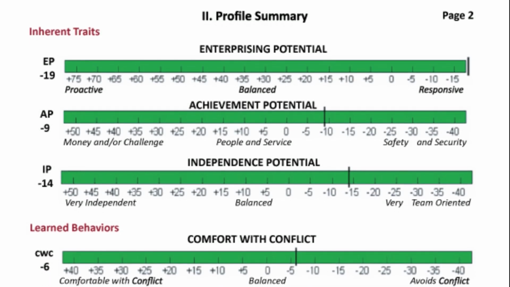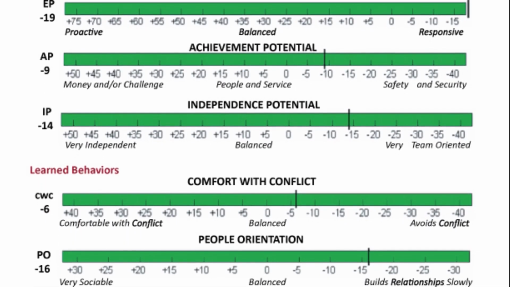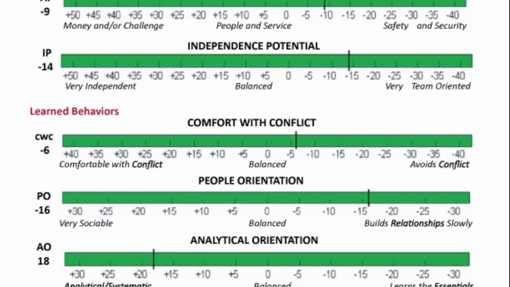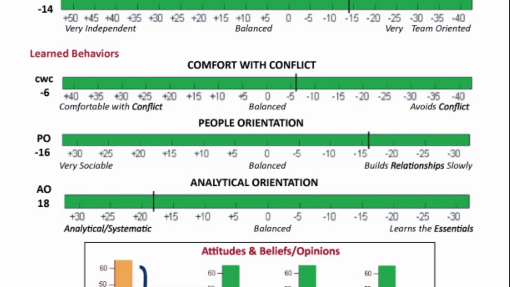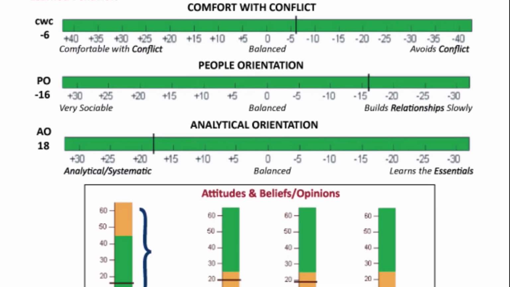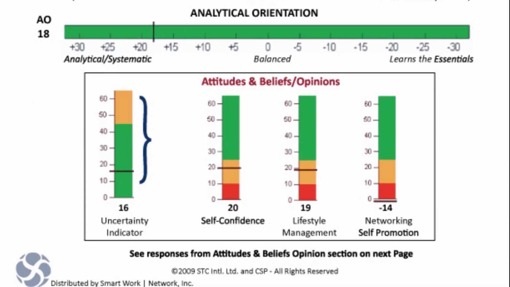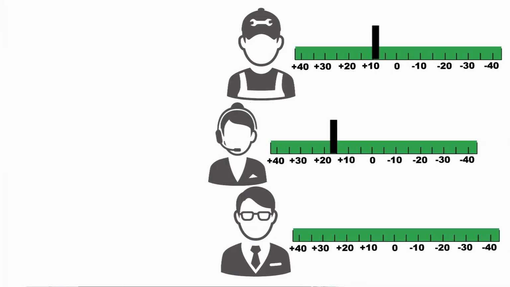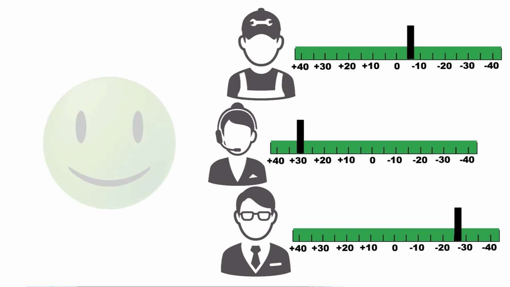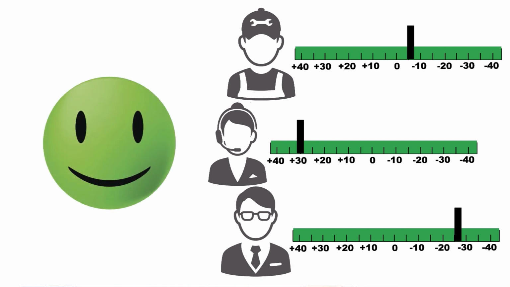So how does this relate to your profile? You'll see on your profile that different traits, behaviors, and attitudes are measured, like your independence potential and comfort with conflict, among others. The information is displayed on a scale by where your traits are marked between two extremes with a certain number. Over the last 30 years, the Self-Management Group has measured these traits and behaviors among people who have been successful in their careers. And by successful, I mean that they're happy with what they do.